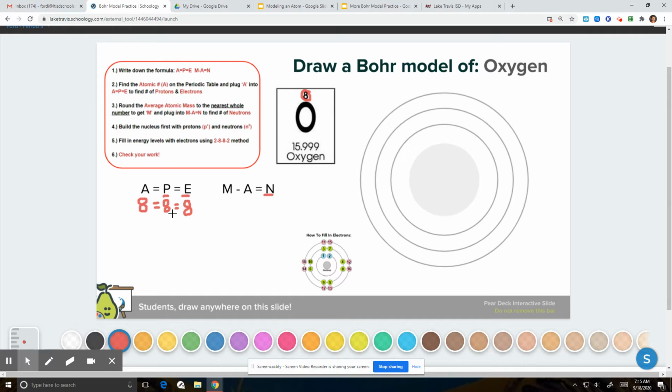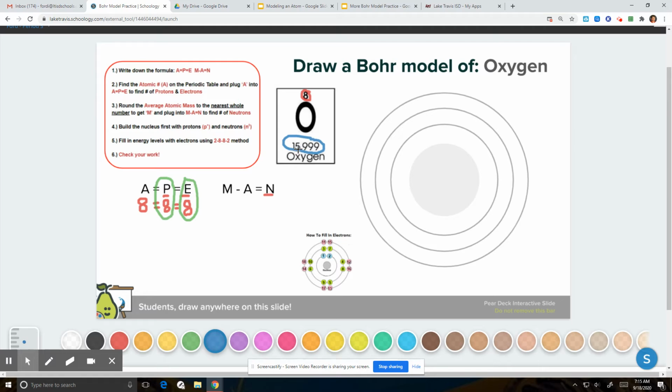So that's all that equation says, that if I know A, then I also know P and E because they are equal. So what I like to do is come here and circle P and circle E to remind myself that I have now found 2 pieces out of the 3 that I need to build my Bohr model. To get the last one, I need to come over here and look at this number right here with the decimal point. That is called the average atomic mass.